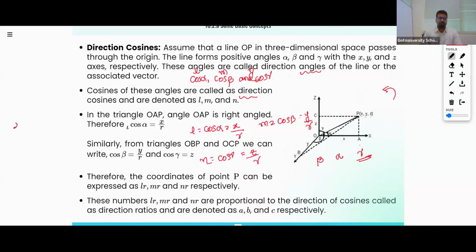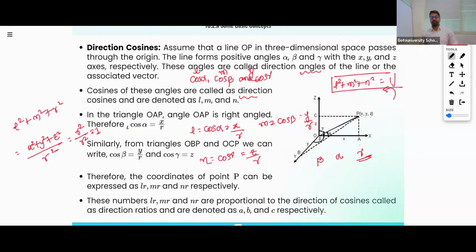One good thing is if you square them and add them, what do we get? When we square them and add them, we get x square plus y square plus z square divided by r square. We know x square plus y square plus z square is nothing but the magnitude of the given vector squared, which is r square by r square, which is equal to 1. That means the sum of the squares of the direction cosines is always equal to 1. Remember this. If any one thing is missing, we can find it using this formula.